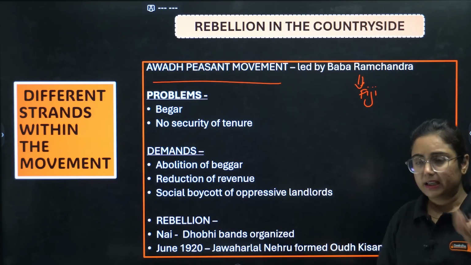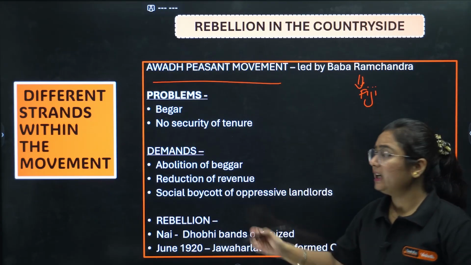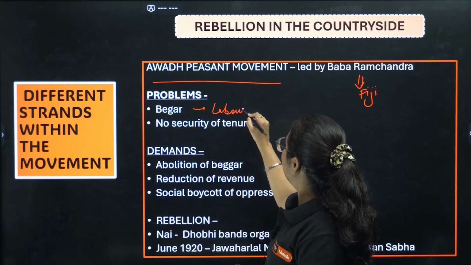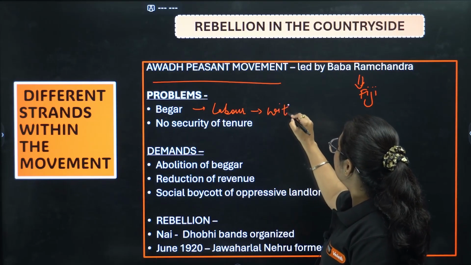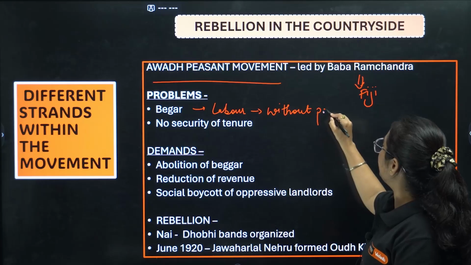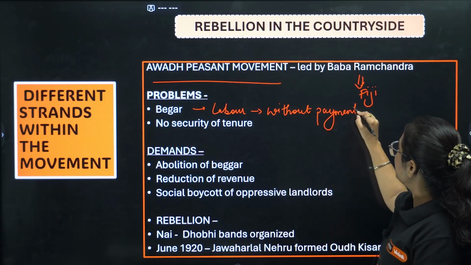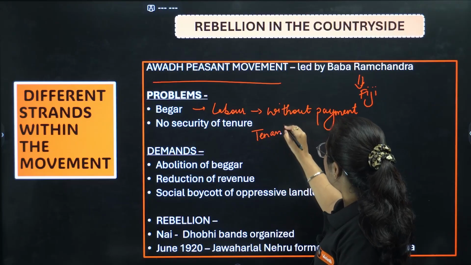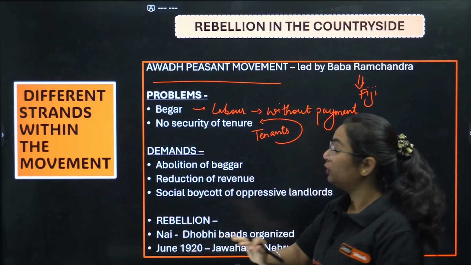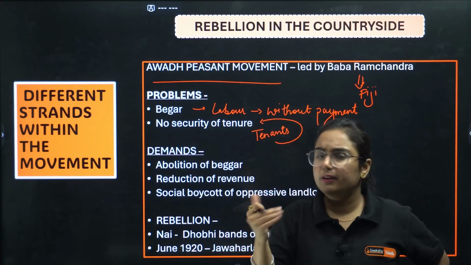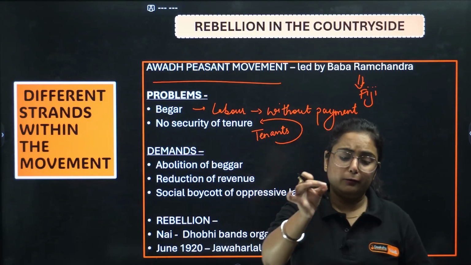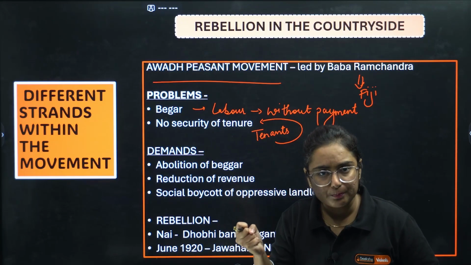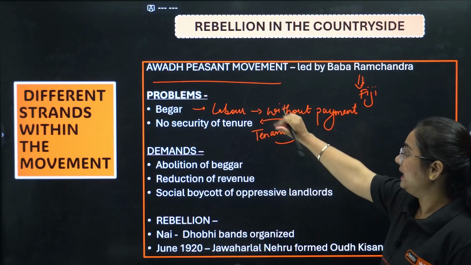When he came back to his region, Awadh, he saw that there was a problem of begar. Now what is begar? Making people work as labor, that is, without payment. Either the peasants were working as begar or they were working as tenants. These tenants had no security of land. If you are paying the right revenue, then it is okay. Otherwise, land will be taken from you. So this was the problem in the village, right?